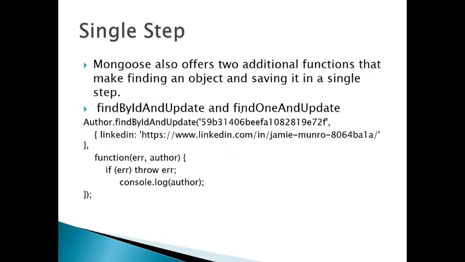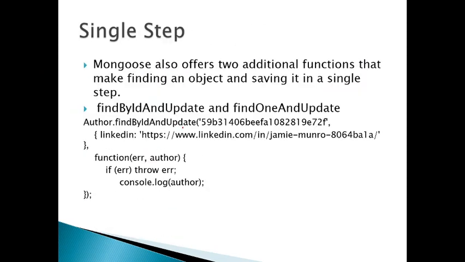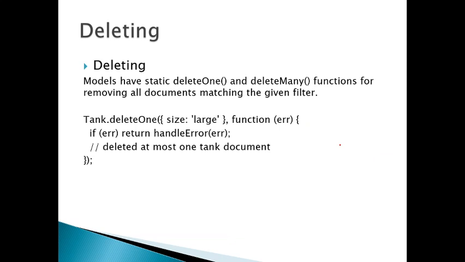This is single step, find by ID and update. You can use findOneAndUpdate. You can use findByIdAndUpdate. These are the two methods to find and update the record in the database. To find and update, you will provide the ID and then the field you want to update. That's all. It will update the values in the database.